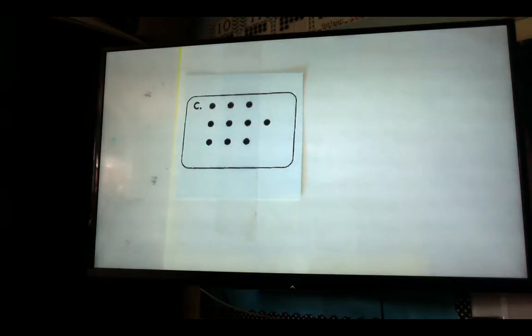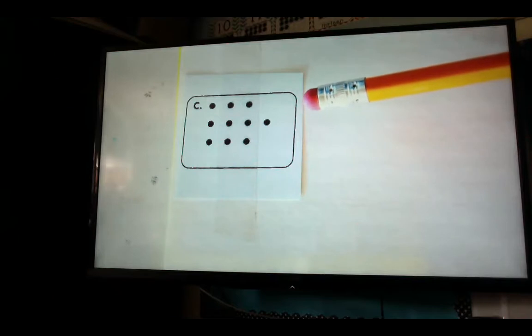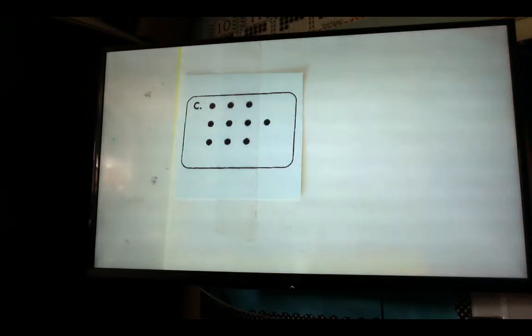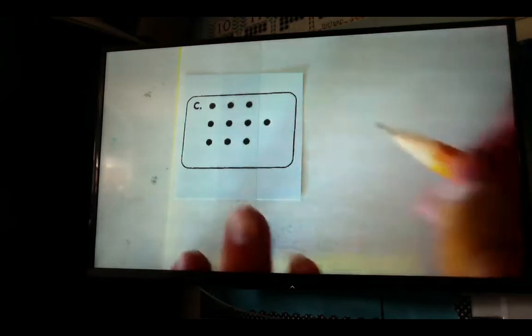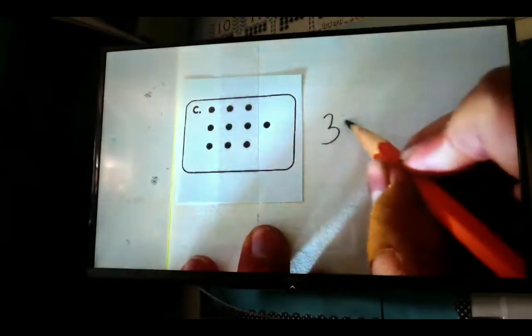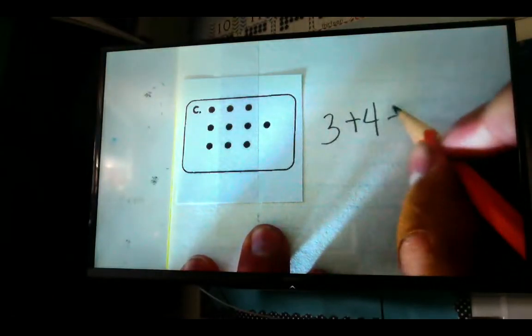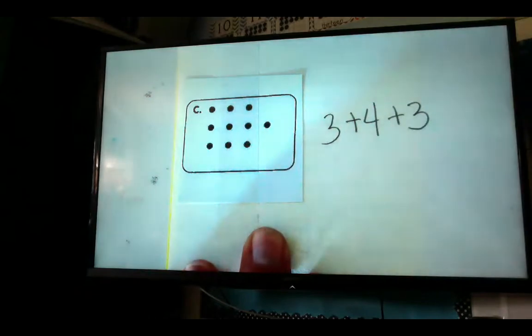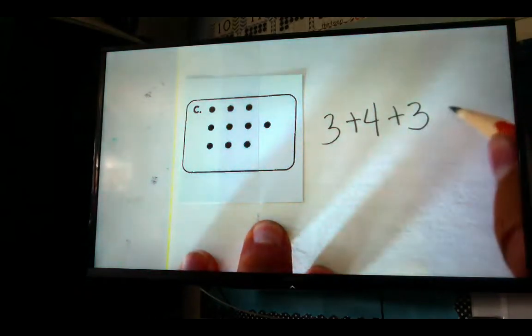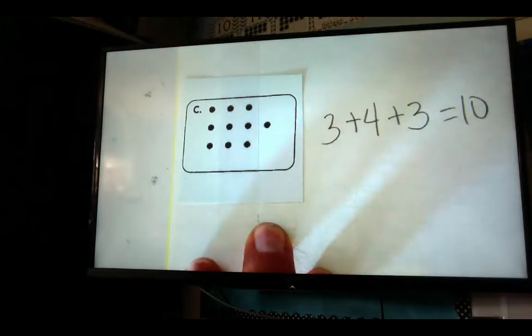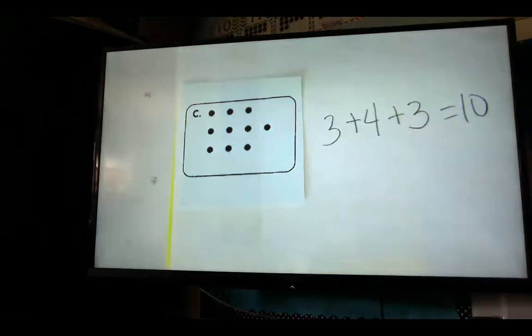We have 3 on the top row, 4 on the middle row, and 3 on the bottom row. So let's write our equation. We have 3 plus 4 plus 3. What does that equal? That equals 10. So there is another way we can make 10.